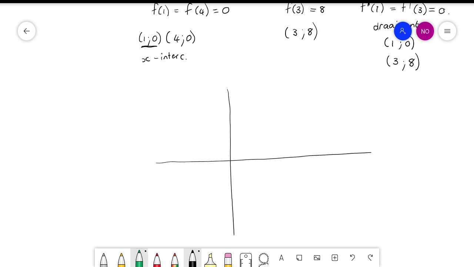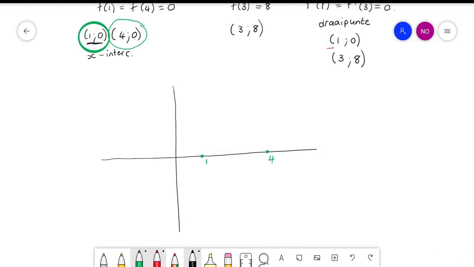Okay, ons weet daai 2 gaan x afsnitte wees, né? So ek gaan dui hulle so lank aan. By 1 en by 4. And we also know that those 2 will be turning points. So hulle gaan stasionêre punte wees. Met ander woorde, hierdie ene moet 'n stasionêre punt wees en dan gaan daar ook een wees hierso by 3 en by 8.